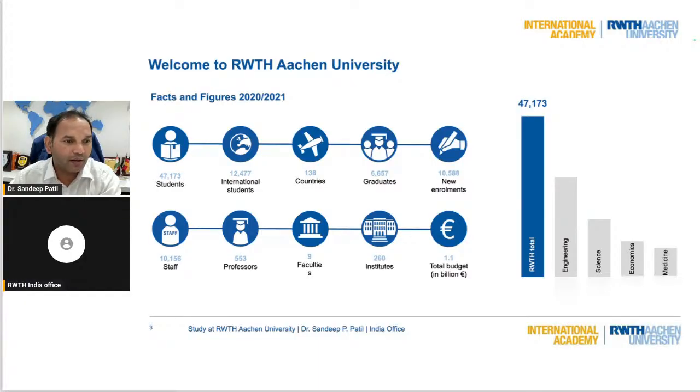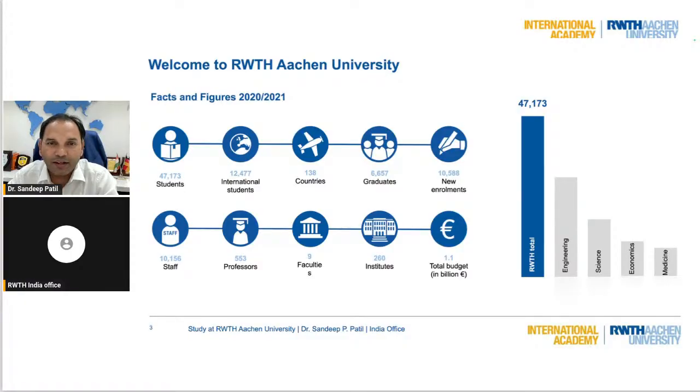If you look at the staff, we have more than 10,000 staff, and out of that 553 professors. That means we are talking about many institutions, because every professor represents one institution. So we have more than 260 institutions in the university, and the total budget of this university is 1.1 billion euros. That is like the budget of a huge company, and out of that 1.1 billion euros, 50% comes from industry. That's a huge number, and it means really strong industry collaborations.